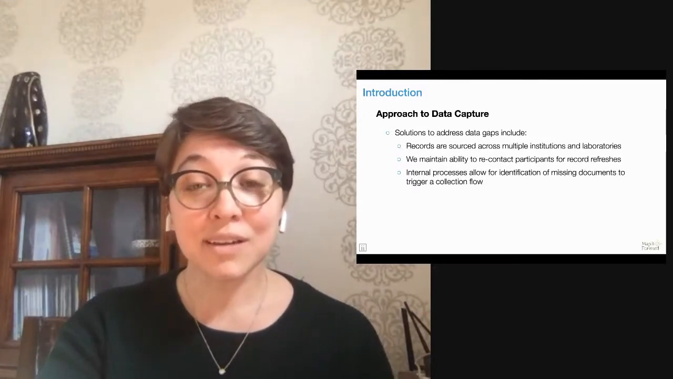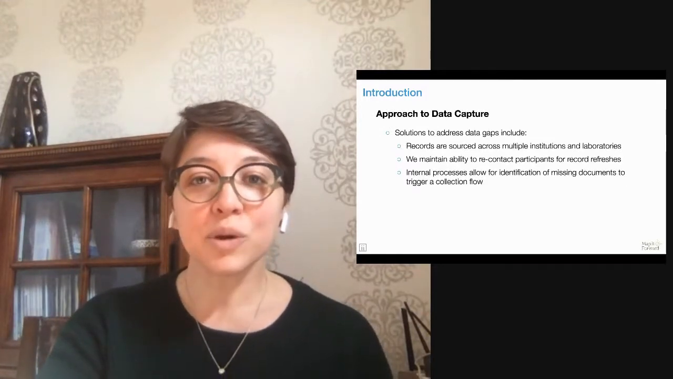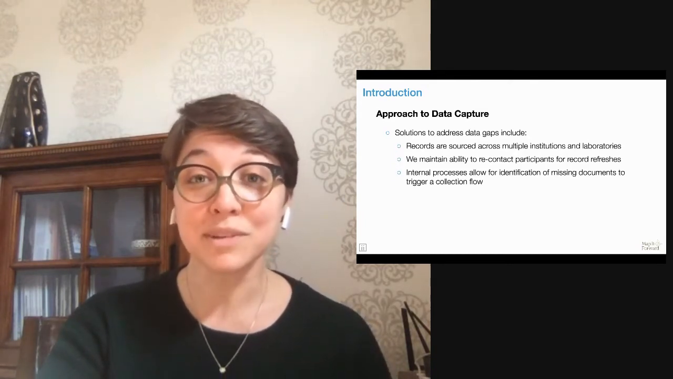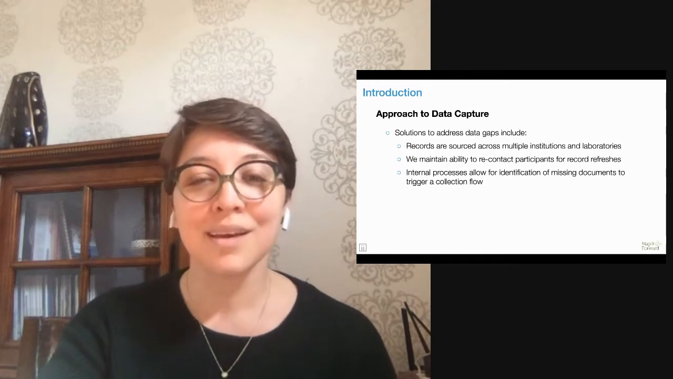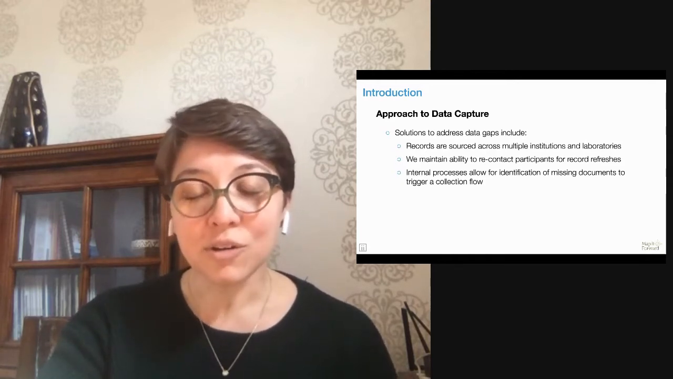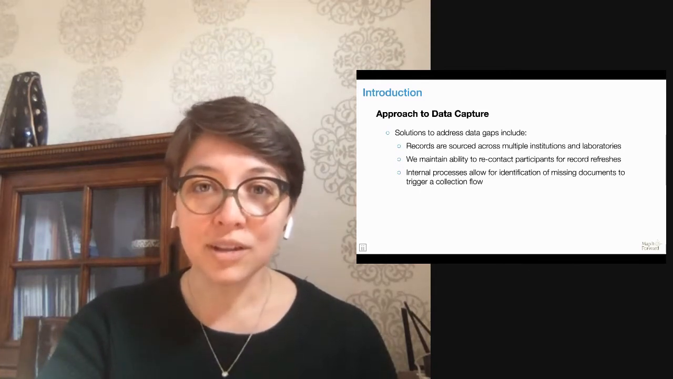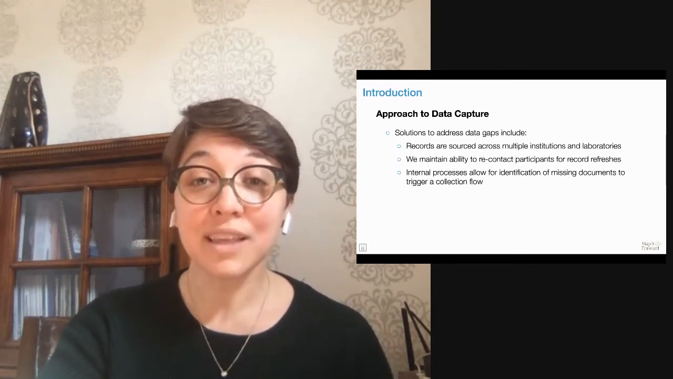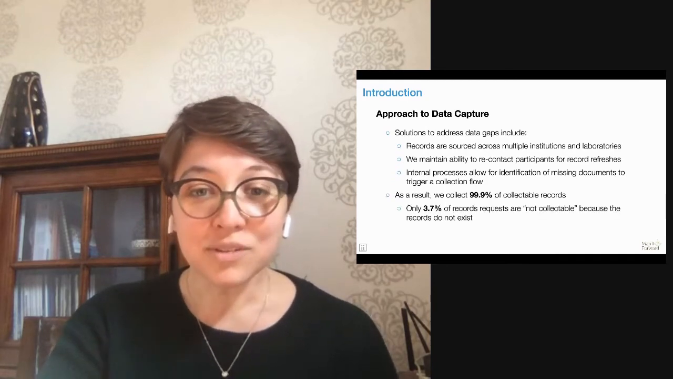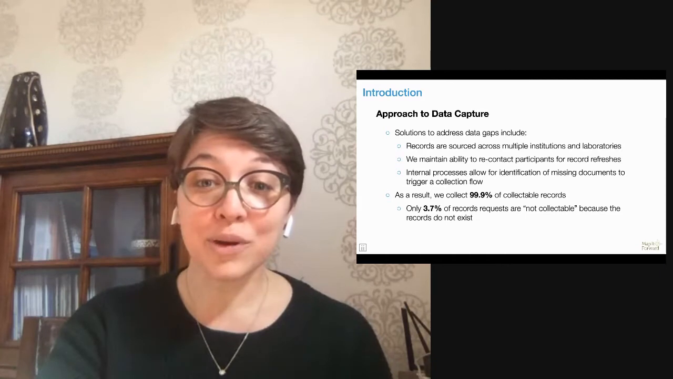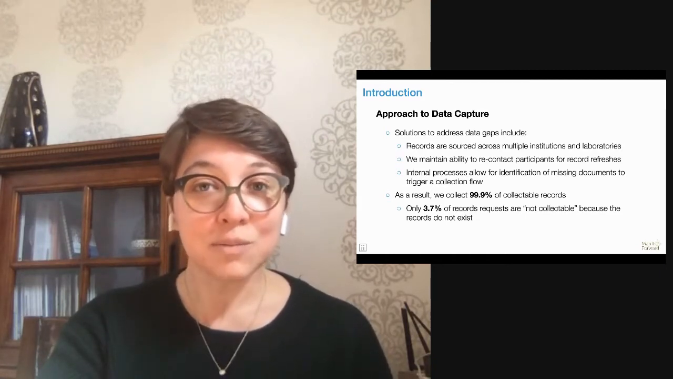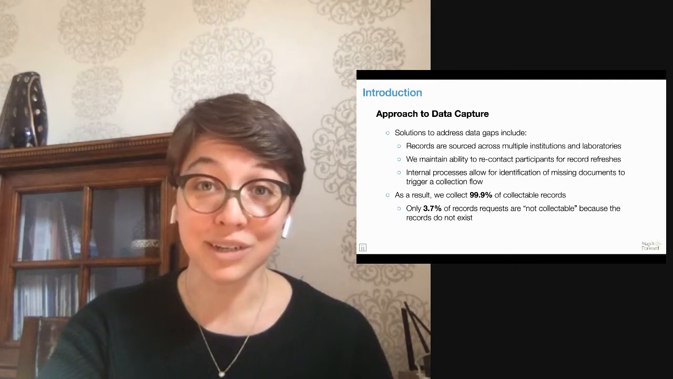We also maintain contact with participants, and so we're able to reach out to them to request updated information or to request missing pieces of information. We've also built internal processes that flag when key documents are missing and trigger a collection flow to be able to collect that information in a somewhat automated fashion. As a result, we're able to collect 99.9% of collectible records, and only a small amount are deemed to be not collectible because they do not exist.